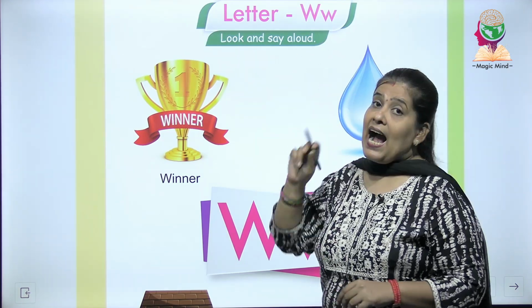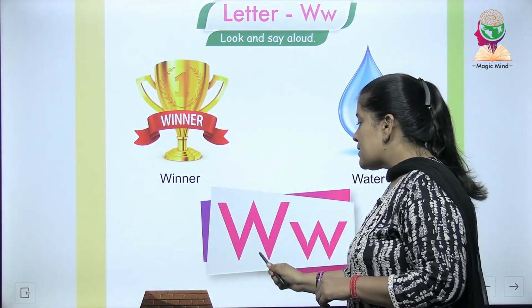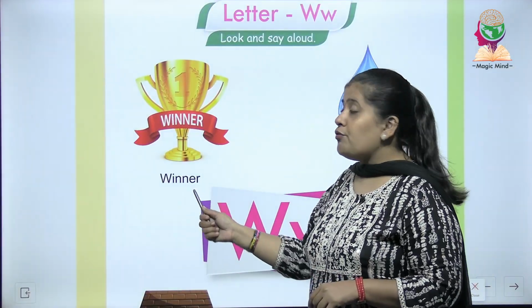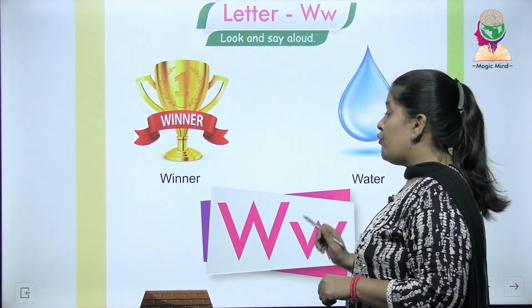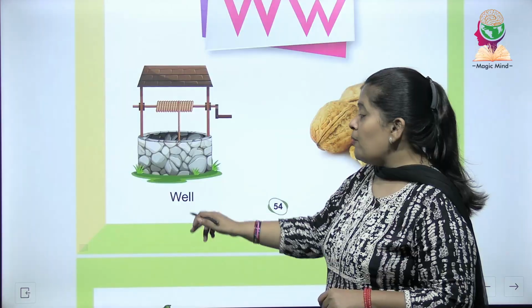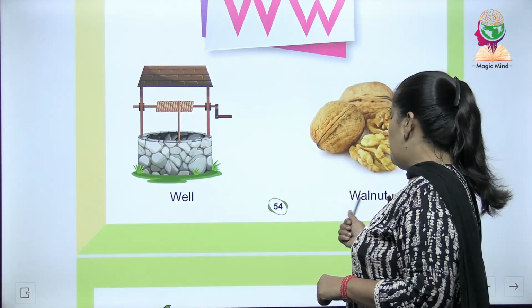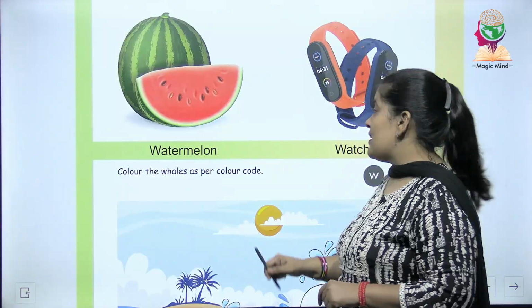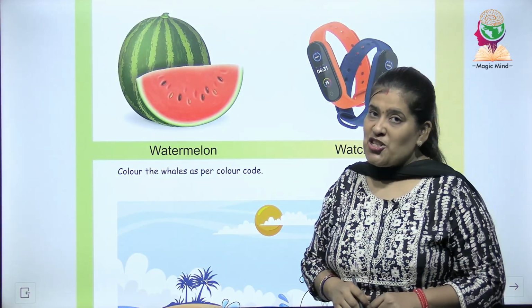Look and say aloud. This is capital W and this is small letter w. W for winner. W for water, W for well, W for walnut, W for watermelon and W for watch.